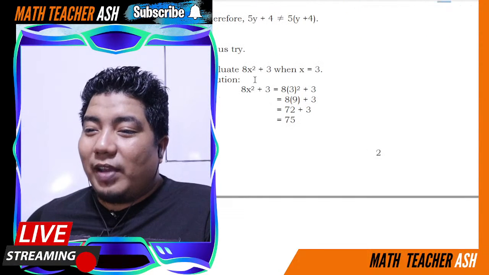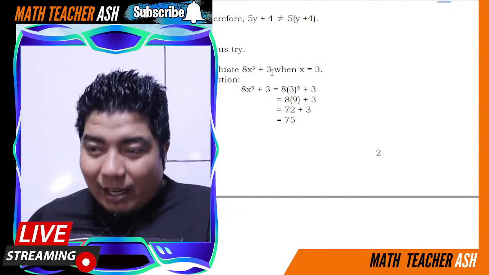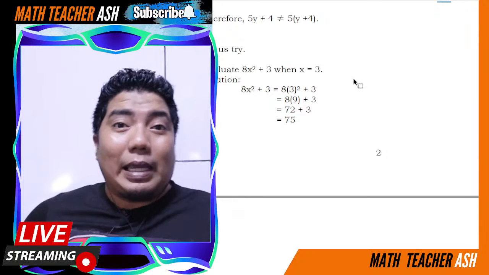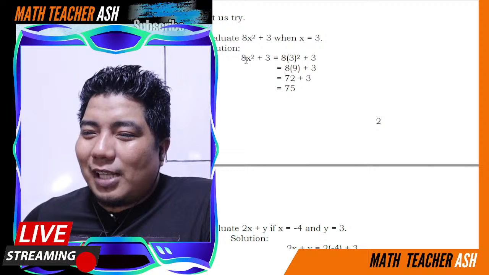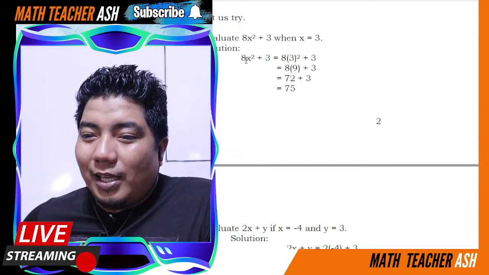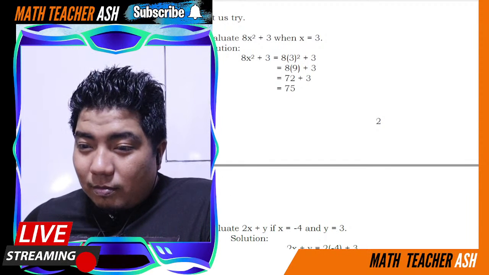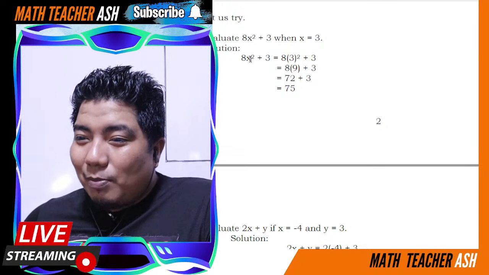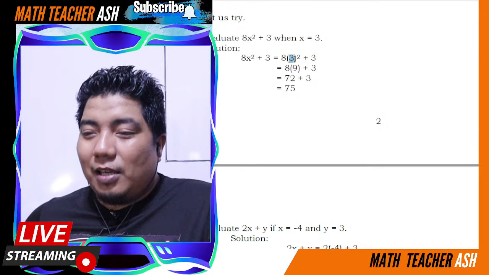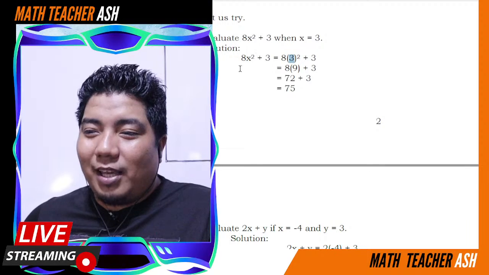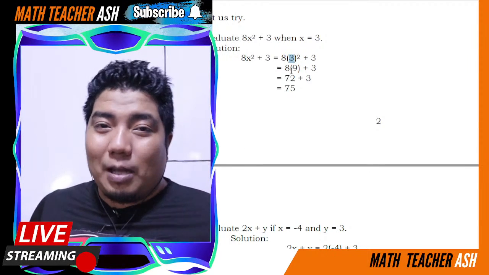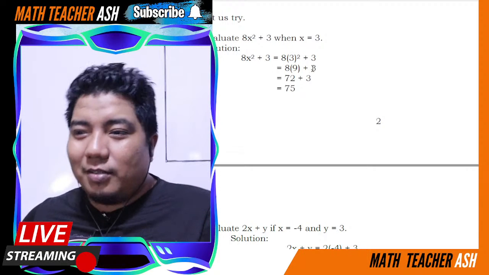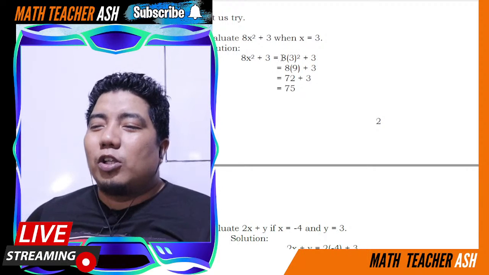Okay, so we have here 8x squared plus 3 when x is equal to 3. Mahilig sila sa 3. All right. So how do we do this? So of course, ang gagawin mo dito is i-substitute natin ang x by 3. So we have 8 quantity or the parenthesis 3 squared plus 3. Okay. So, ito ang tanong ngayon.